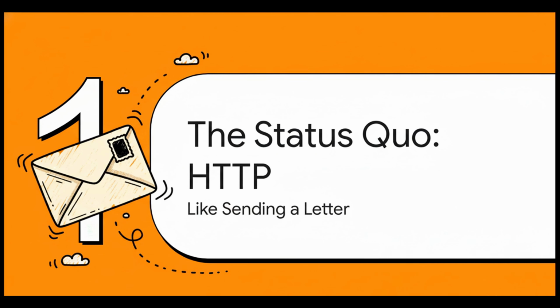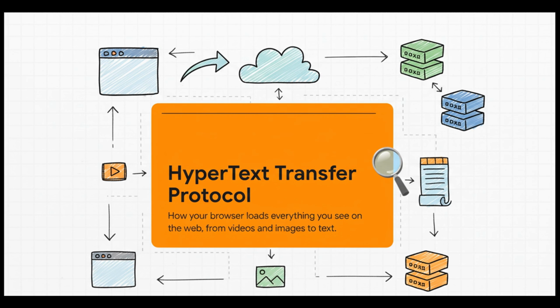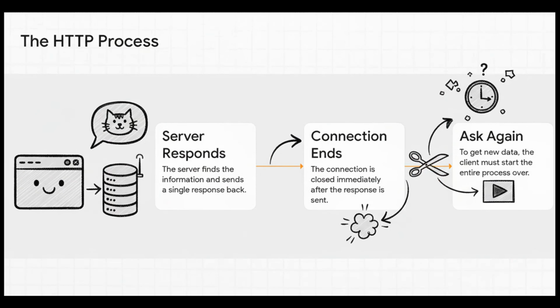you do online. Every article you read, every picture you see, every video you stream, it's all delivered to you via HTTP. But the really crucial thing to get here is the way it delivers that information. This right here is the heart of the whole process. Your browser asks for something, the server sends it, and then click. The line goes dead. The connection is totally severed. So if you want an update on, say, a sports score or a stock price, you have to establish a brand new connection and ask all over again.